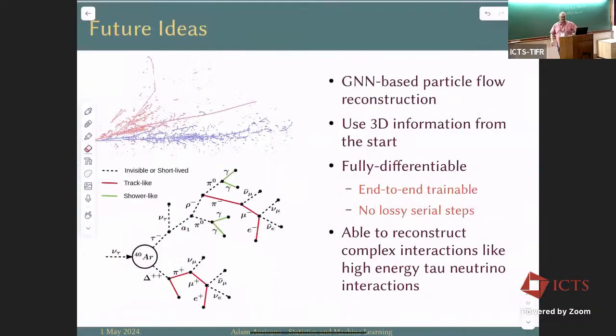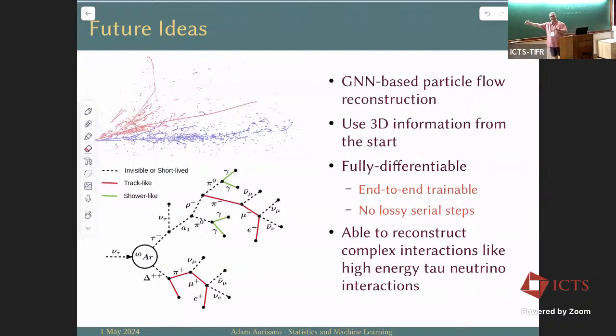Okay, now the very last thing I'll talk about is some future ideas. Something that I'm particularly interested in that we don't know how to do yet, but we're trying to figure out how to do, is essentially to use things like these graph neural networks to do complete end-to-end reconstruction. So the idea is, can we use 3D information from the start and build a fully differentiable model where you're not making serial decisions? Remember at the very first talk, I talked about how we do clustering in space and time. You find a vertex, you find individual prongs, you create your event that way and make decisions.